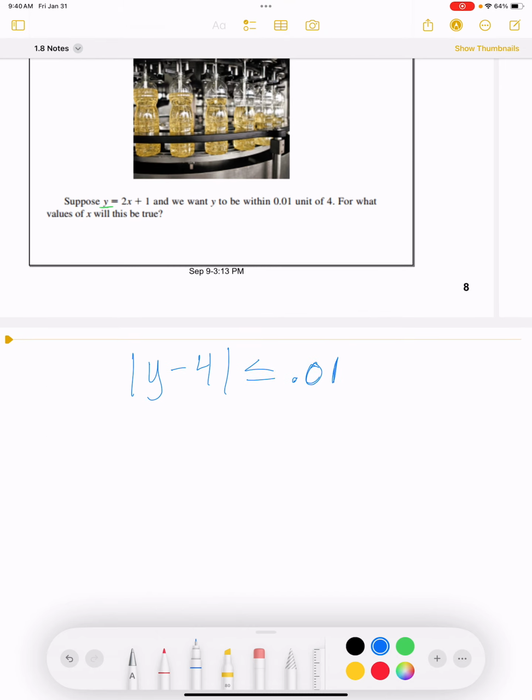0.01. Now, I don't want y, I'm trying to solve for x. But y helps me keep things simple to begin with. And I know y is equal to 2x plus 1. So 2x plus 1, minus 4, absolute value of that has to be less than or equal to 0.01.